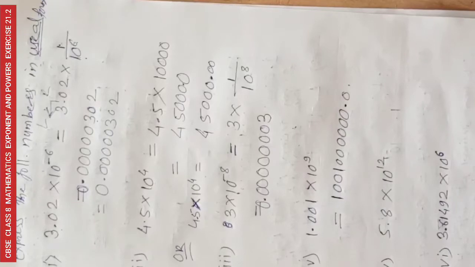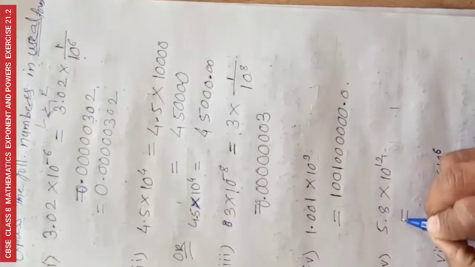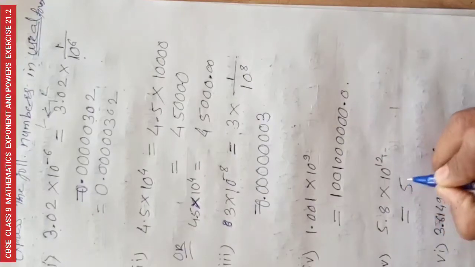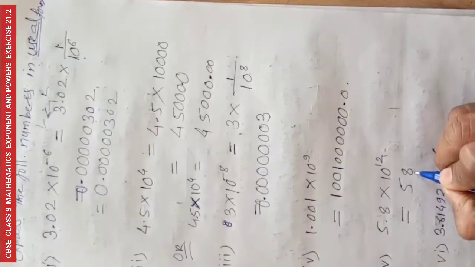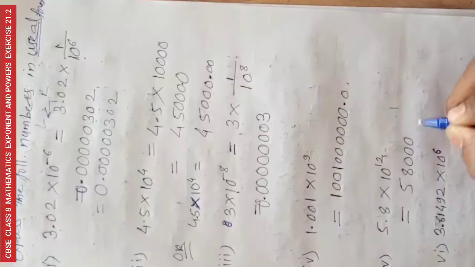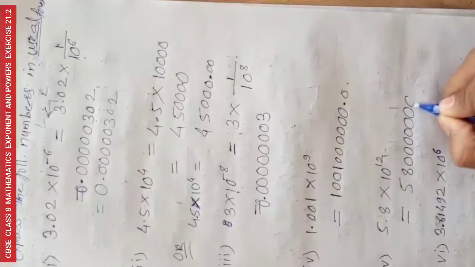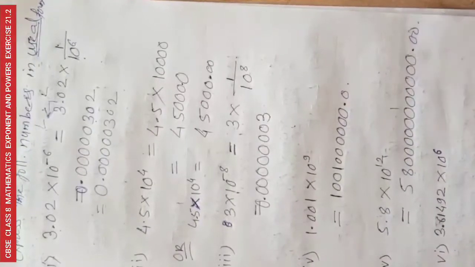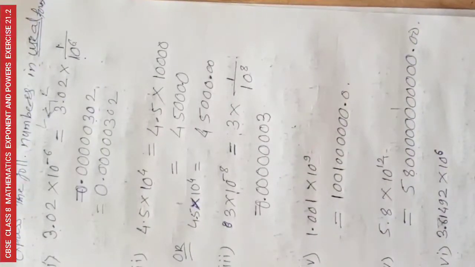Fifth one is 5.8 into 10 raised to the power 12. Again here the exponent is positive and this value is present in the numerator, and we have to shift the decimal point from left to right by 12 places. So that means the 1 place is 8, then 1, 2, 3, 4, 5, 6, 7, 8, 9, 10, 11, 12, and here is the decimal point. Understand? So this is the concept.